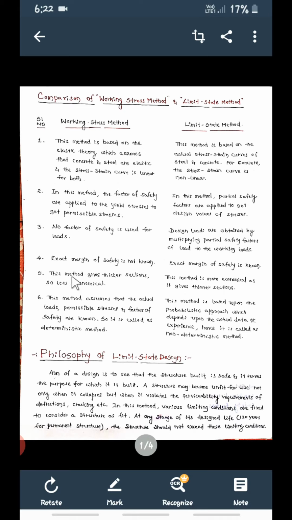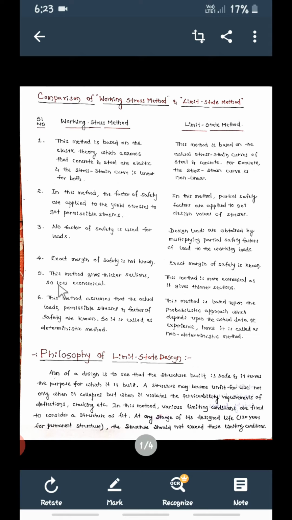Then the fourth difference is that in the working stress method, the exact margin of safety is not known. If you design the elements by this method, we will not get a clear picture of what the margin of safety is. But in the limit state method, the exact margin of safety is known.